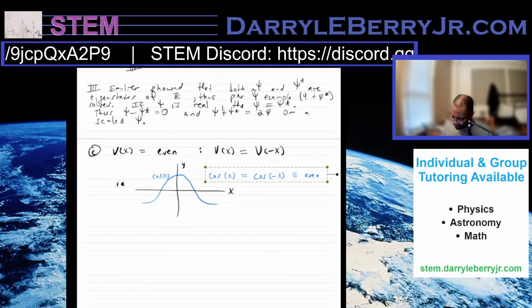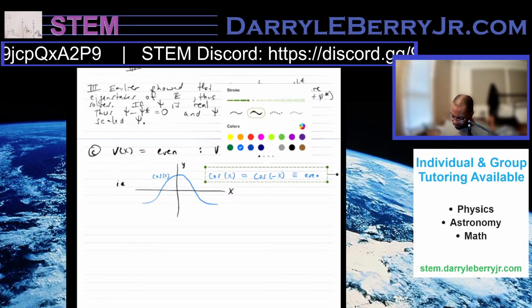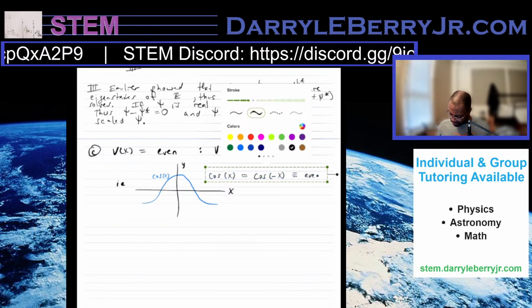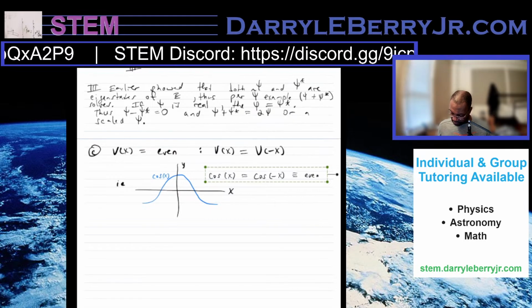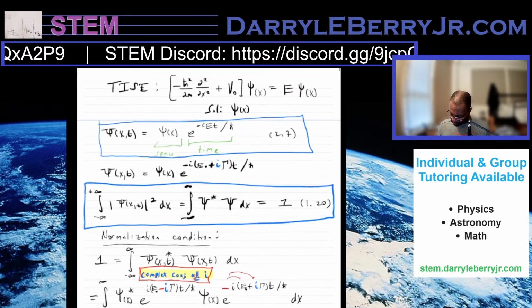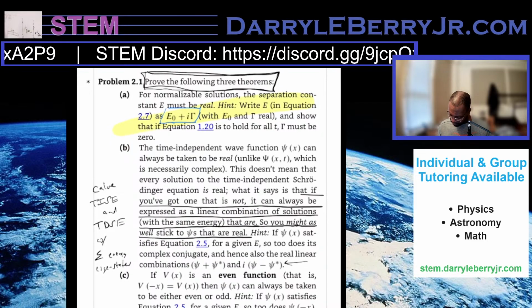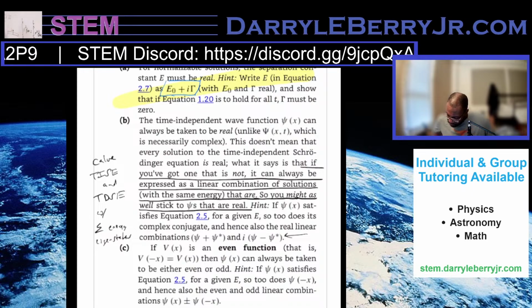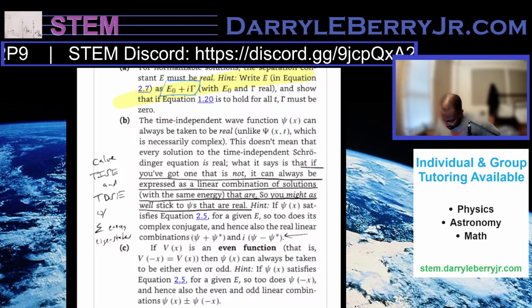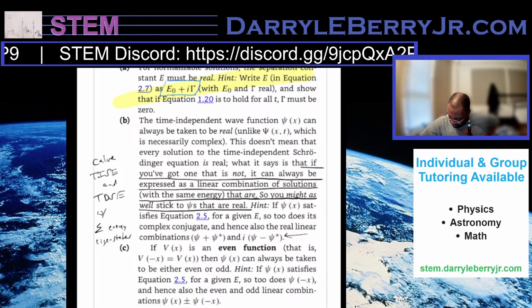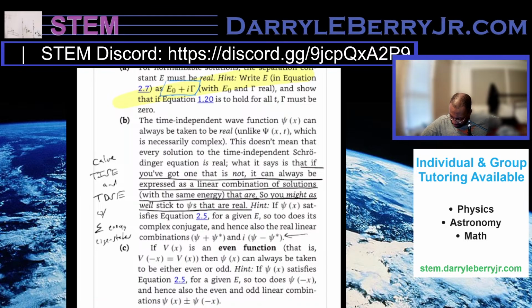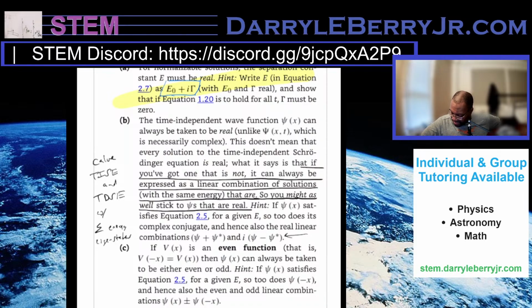Right? Sine of x equals negative cosine of x, even function. So we want to show that if the potential is an even function, then psi can always be taken to be either even or odd.